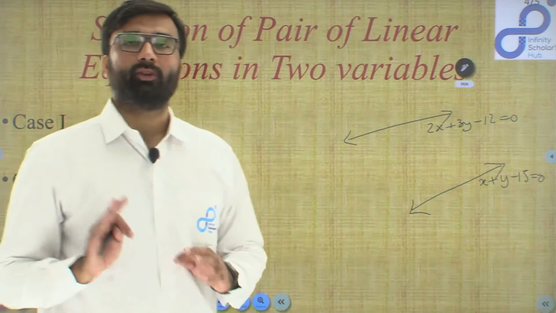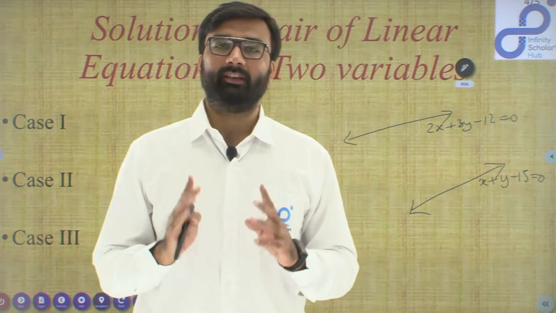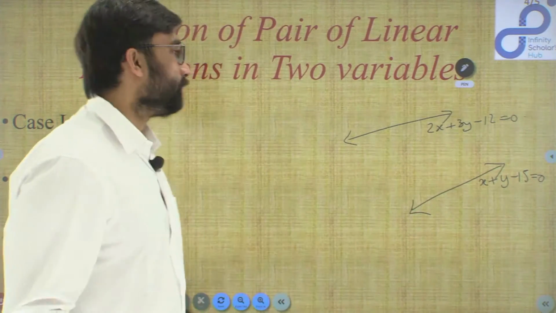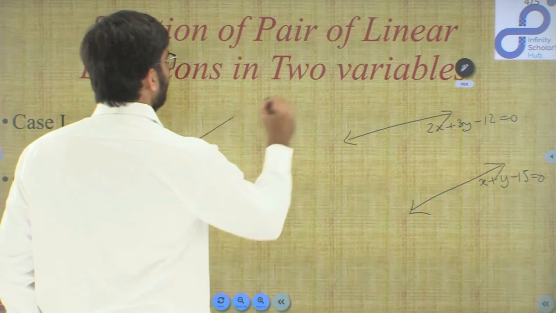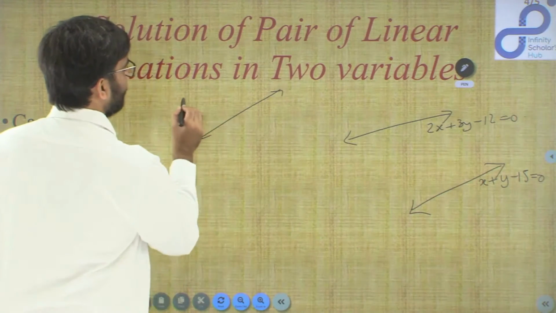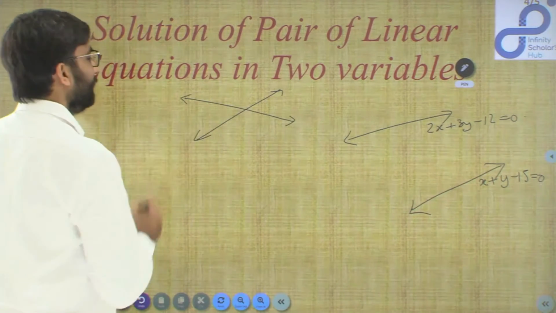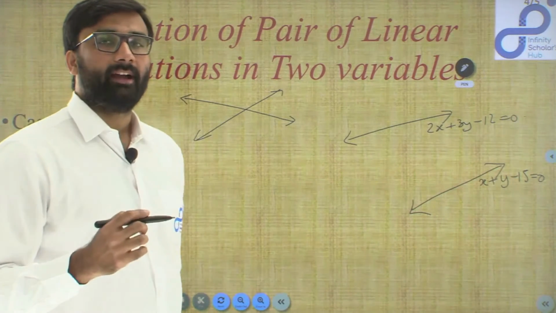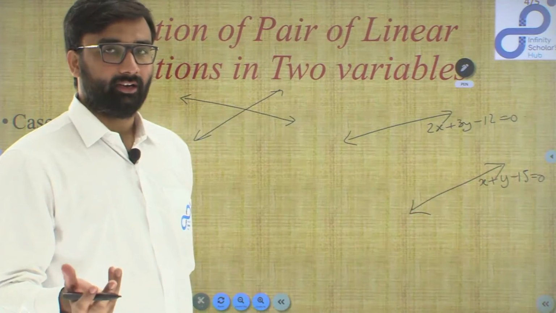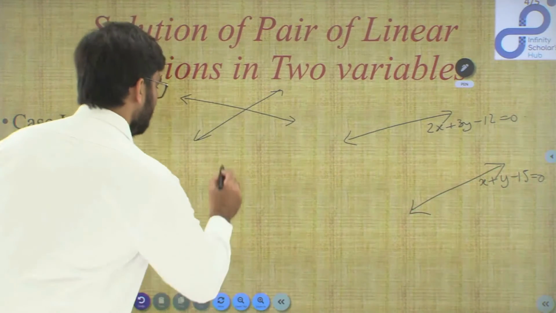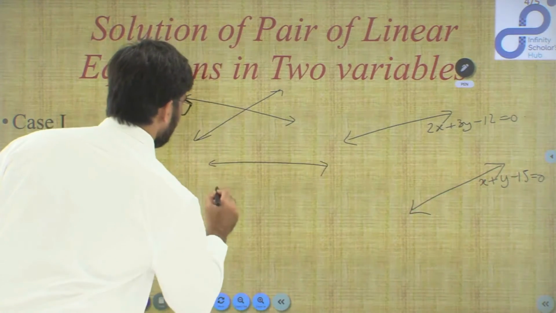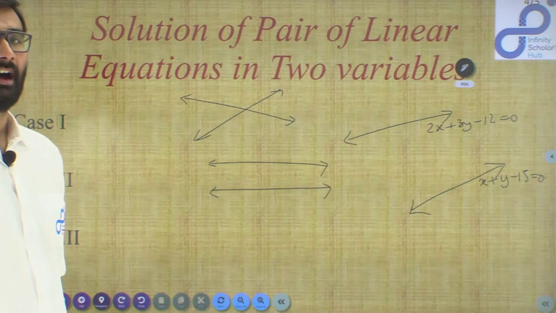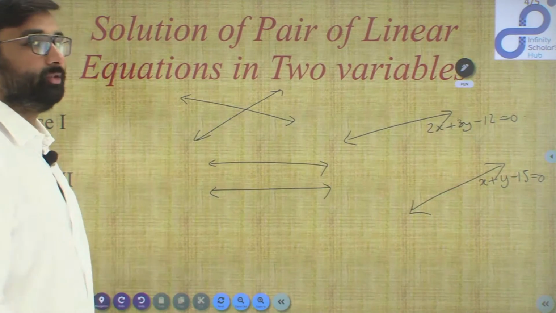Now there are three possibilities. When you plot the graph of a pair of linear equations in two variables, there are three possibilities. The first possibility is that the two lines may intersect. Okay, that the two lines may intersect. The second possibility is that the two lines may not intersect and are parallel to each other. So like this and like this. So the two lines over here are parallel to each other.